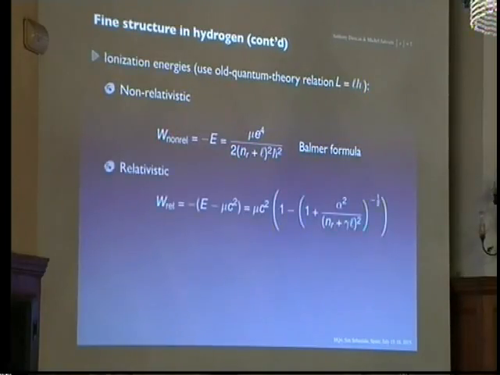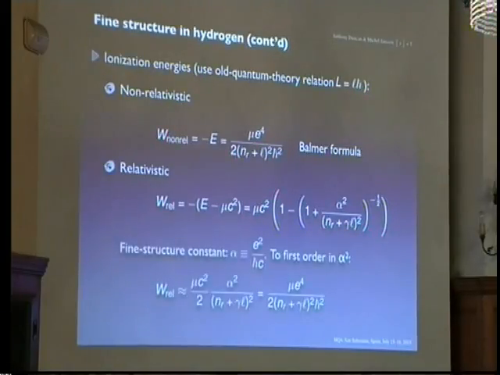And so if you now do this relativistically, so now the correction is not switch on the electric field, but take into account relativity, you find that the Balmer formula will get a little change. We'll pick this up over here. The thing that determines the deviation from the Balmer formula is going to be the fine structure constant defined like this. And then to first order in that constant, you get this expression which looks a lot like the Balmer formula, except that you have this gamma factor popping up over here.